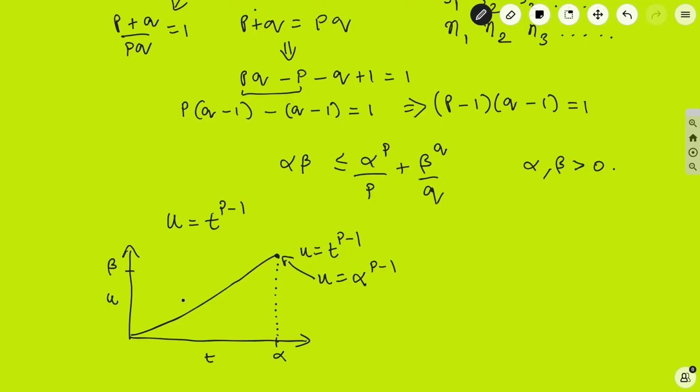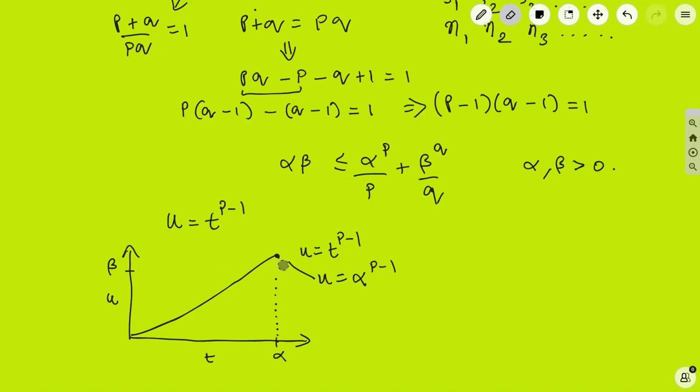Now, there can be two cases. One is when this value, alpha to the power p minus 1, is greater than beta. To make it more clear, let me connect this one and this one to make a rectangle. And in this situation, we see this increasing curve is above this value beta. At alpha, it's above the point beta. There's a height here.